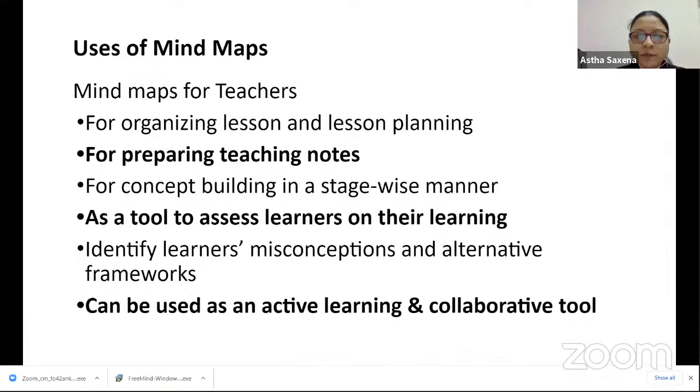So if a teacher gets to see those mind maps of the learners, they can easily identify the misconceptions and alternative frameworks, which sometimes happen among the young children and even among the adults also. It can also be used as an active learning and collaborative tool. You can give this task in a group also, so that many ideas can come up for a mind map, and they can have more elaborate mind maps. And it helps in active learning. Your learners will be just awake in the class.